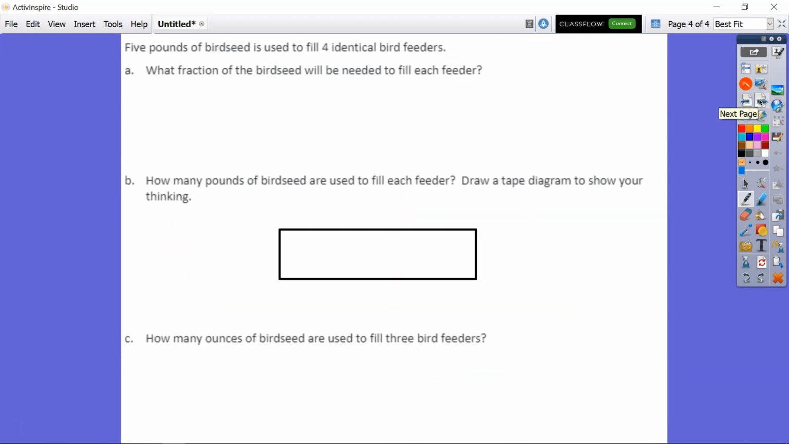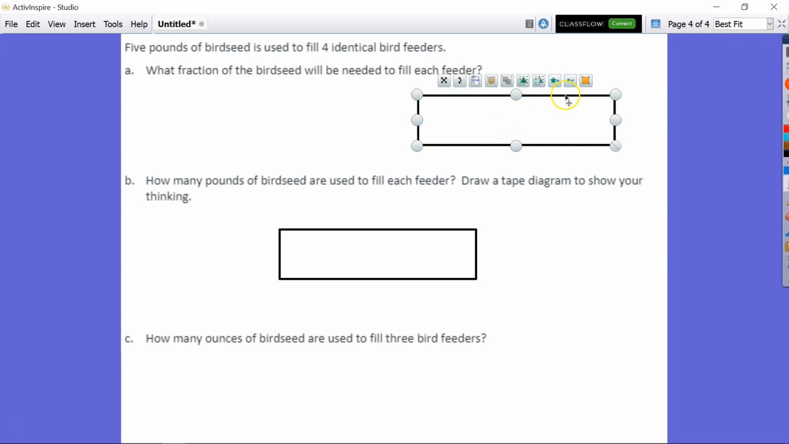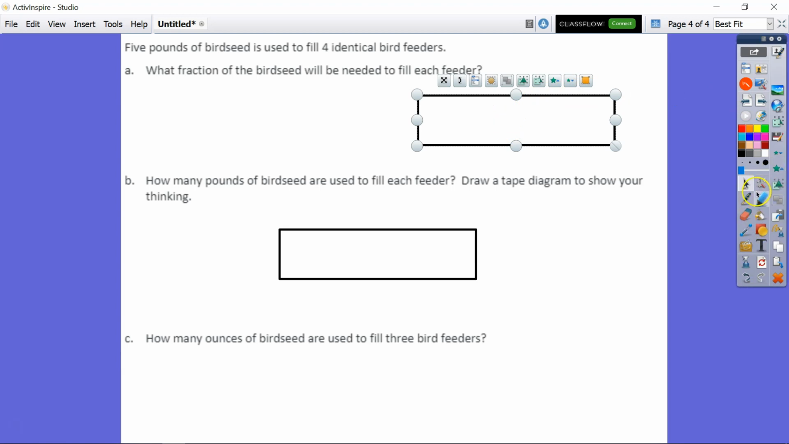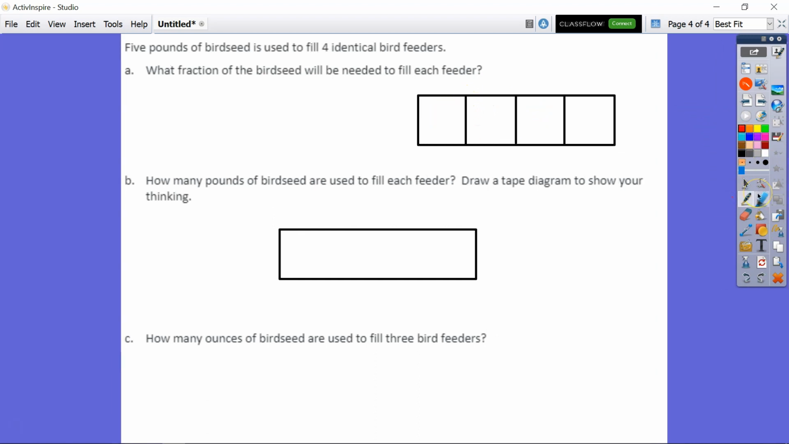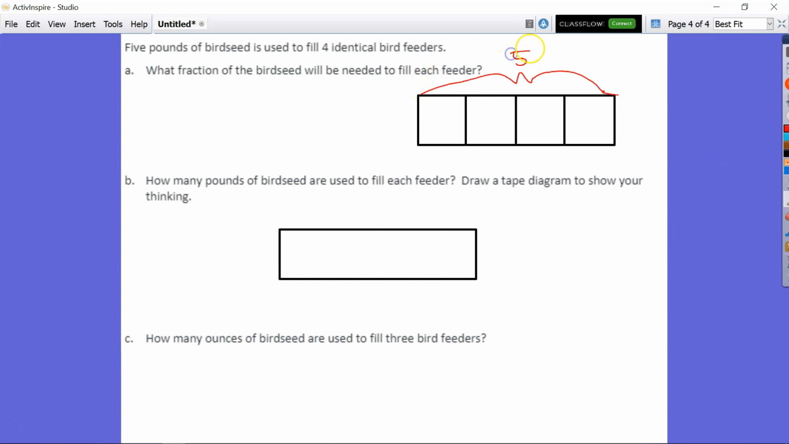So we have 5 pounds of bird seeds used to fill 4 identical bird feeders. We have 4 bird feeders, so we're going to need 3 lines to give us our 4 identical bird feeders, 1 in the middle, and then each half. So now we know that our whole is going to be our 5 pounds, which is called a 5, and we're trying to find out 1 bird feeder right there.